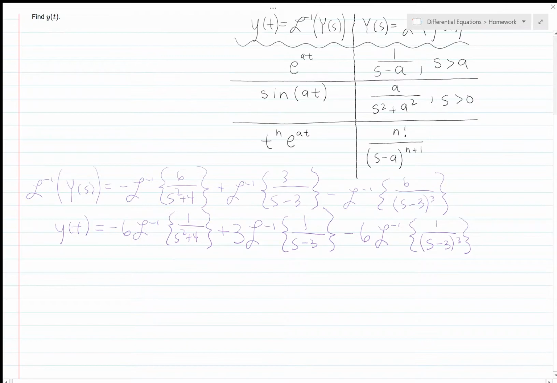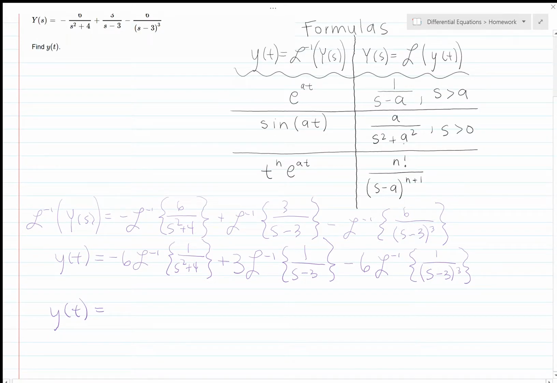Okay, so here we can see that this form almost matches the sine of at, so we can make 4 be 2 squared, so 2 can be a. So on top we can have 2 over 2, and it's going to be s squared plus 2 squared, so we can show a easier. And then plus 3 inverse Laplace transform, and you can see this matches e to the at, this first form here, so I'm just going to leave it written like that.